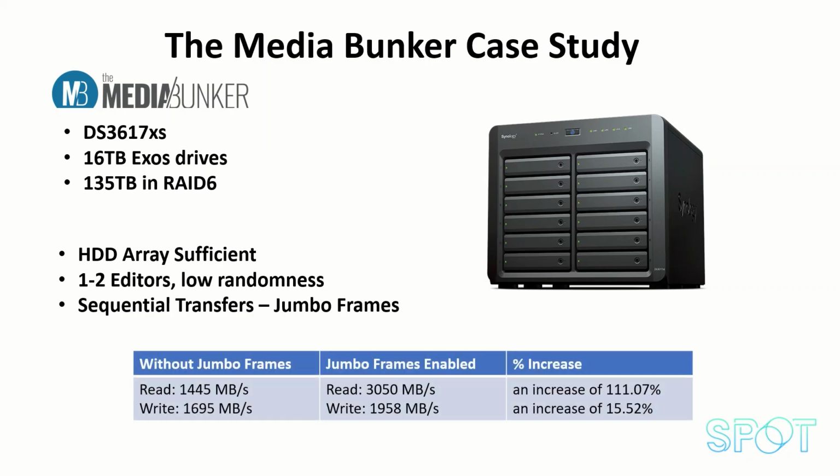Before jumbo frames, they had a read speed of 1,445 megabits per second and a write speed of 1,695 megabits per second. But once they were enabled from the NAS to the computer, it doubled the read speeds and boosted the write speeds. So you can see that even without SSDs, jumbo frames can improve the overall speed. This speed boost is due to not much randomness and sequential transfers using jumbo frames. Furthermore, the large number of drives in the array has managed to let the storage match the throughput of the dual 10 gigabit card. However, with large teams, data patterns could be more random and will require SSDs.